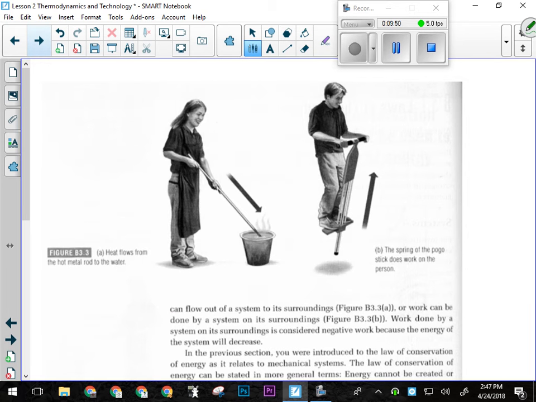All right, so these are the two forms, or transfers, of energy. If I take like a heated up metal rod, and this is an example of what not to do with a hot metal rod. How's she holding on to it?